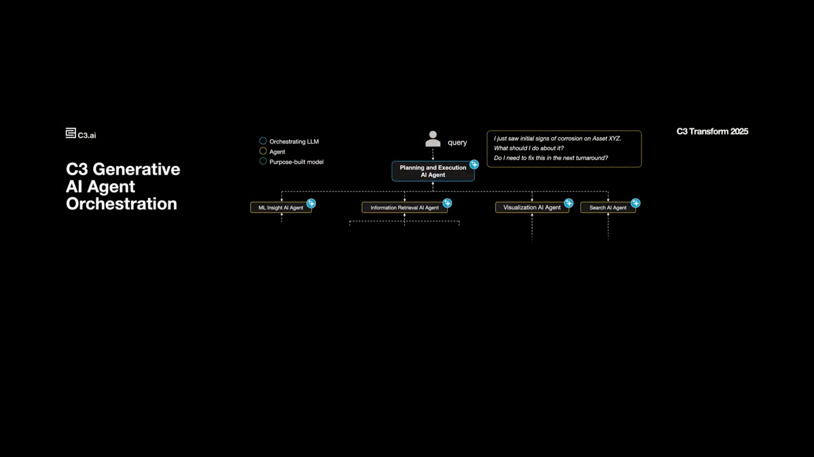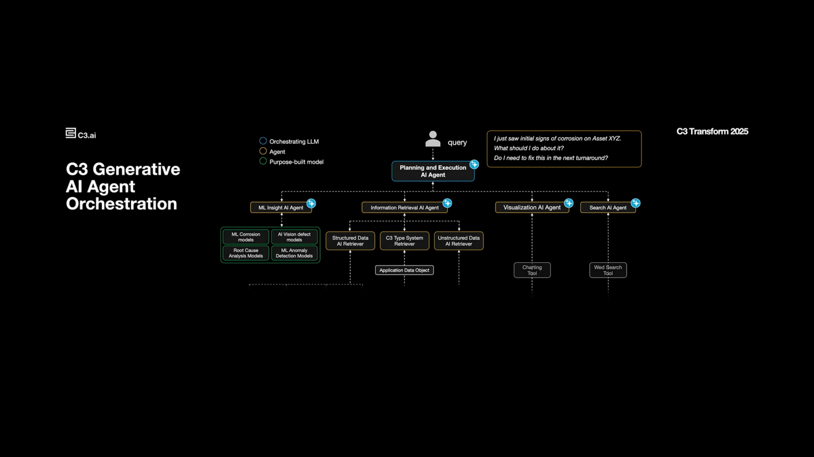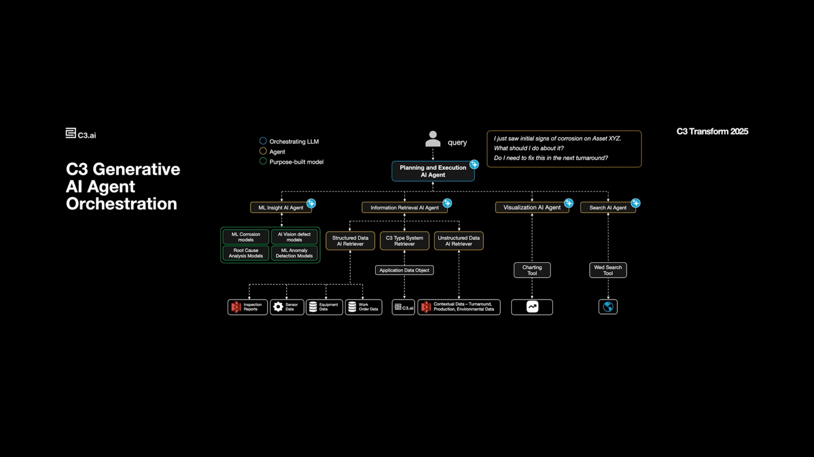This is one example anonymized from one of our customers where I'm reasoning about, hey, I saw initial signs of corrosion on this asset. What do I do? Well, the actions here are actually fairly complicated. The question first hits the planning and orchestration agent. That planning and orchestration agent says, okay, where do I send this question? I might need to invoke an information retrieval agent to go and get some data back. It could be a structured source. It could be an unstructured source.